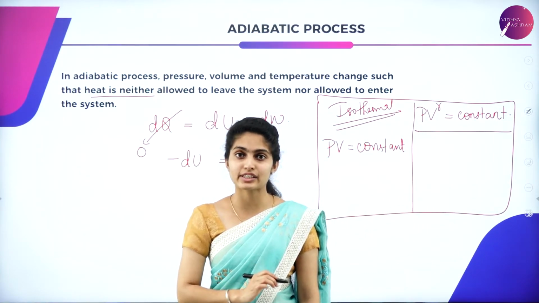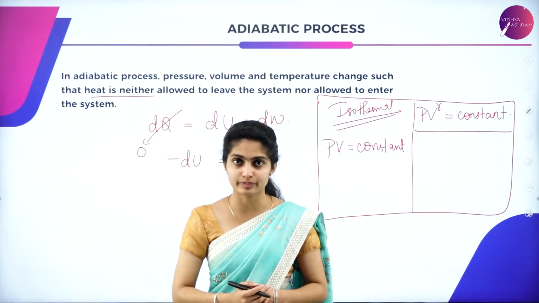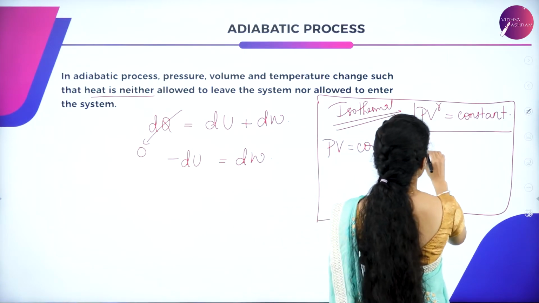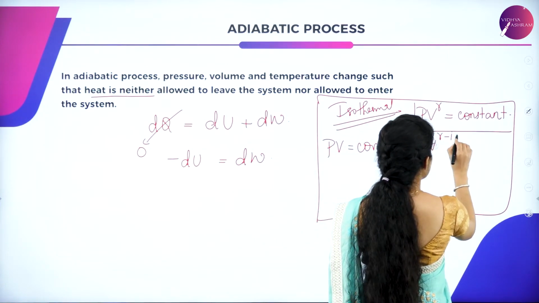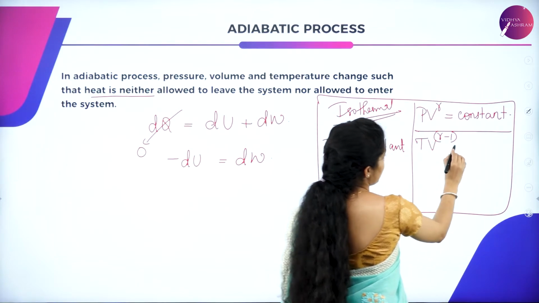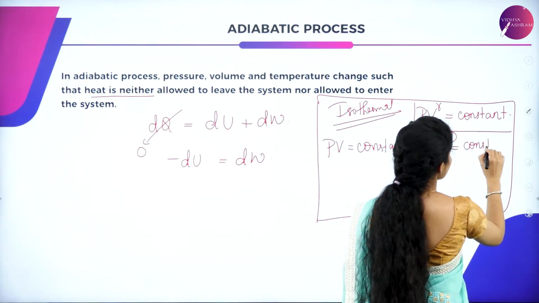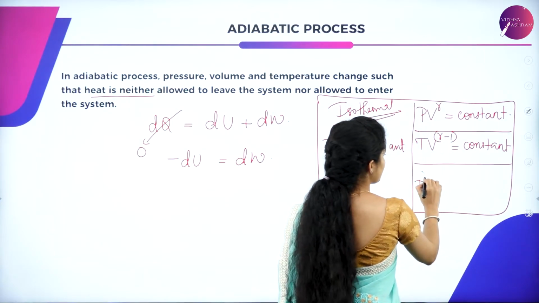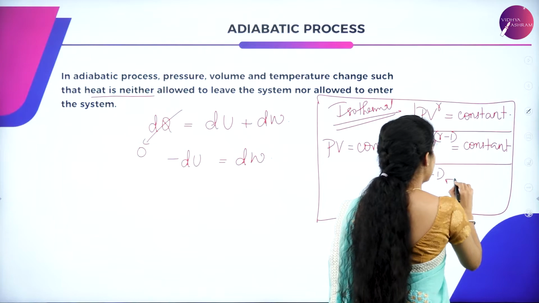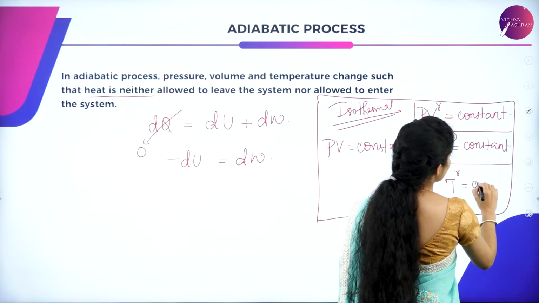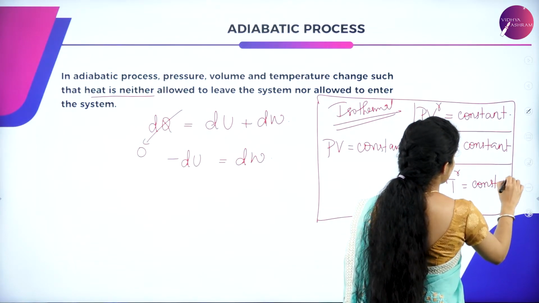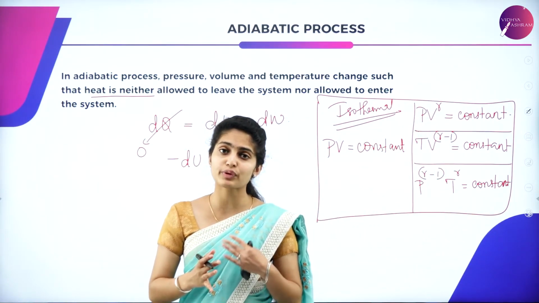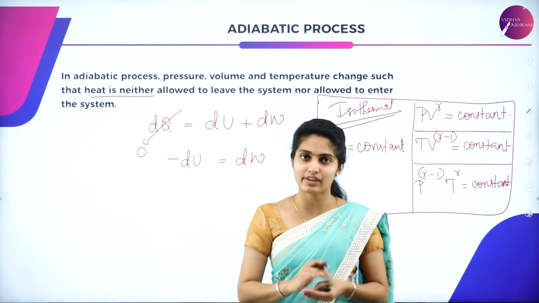Next we have in case of temperature and volume. So temperature and volume is given as TV to the power of gamma minus 1 is equal to constant. And we have the third one, that is pressure to the power of gamma minus 1 and temperature to the power of gamma is equal to constant. So these are the three conditions under the adiabatic process, because we have variations of all three variables.